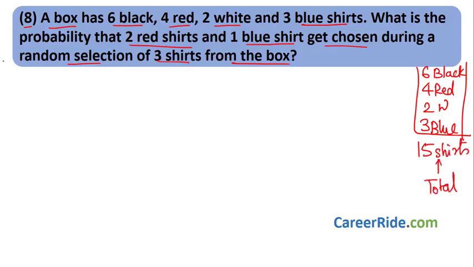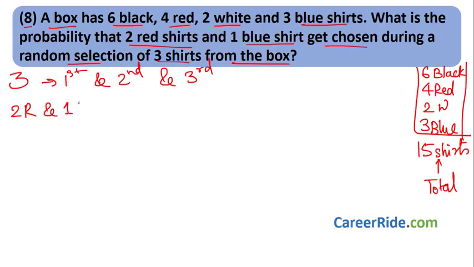What they are saying? We need to choose 3 shirts. That means choose the first shirt, then the second shirt, and then the third shirt. Do not replace it. Keep the first shirt in hand, then choose second. Keep first and second in hand, then choose third. Now what they want is 2 red and 1 blue shirt. Total 3 shirts, out of that 2 should be red and 1 should be blue. What I can do is choose a blue shirt first, and then I choose the red shirt and then the second red shirt.